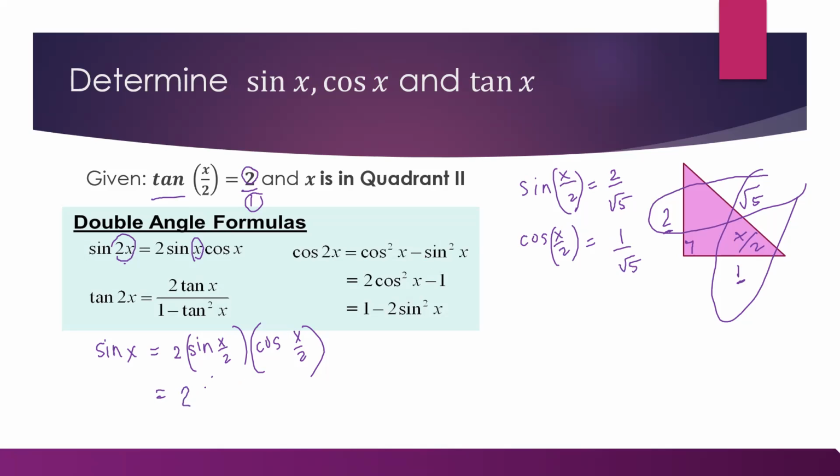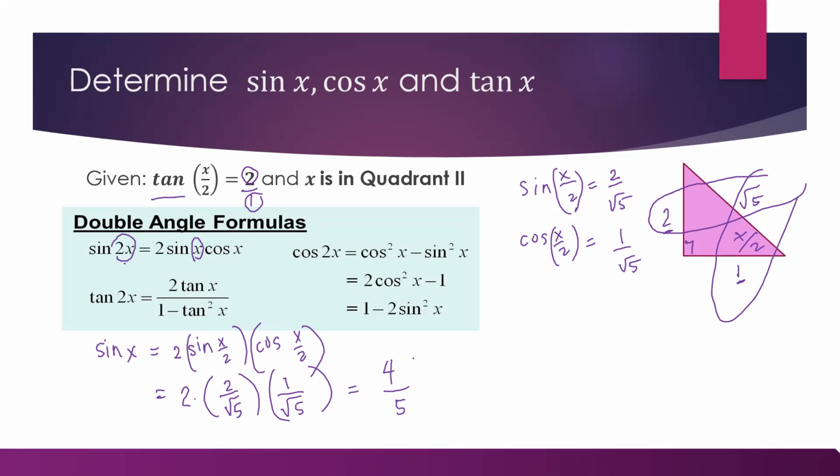So, this will be 2, tapos yung factor na sine is 2 over square root of 5, tapos yung cosine is 1 over square root of 5. So ayun, bali ang numerator natin, multiplying the numerators by 2, that will be 4. Tapos yung denominator natin is 5. Okay, so ayun po, meron na tayong sine x na 4/5.